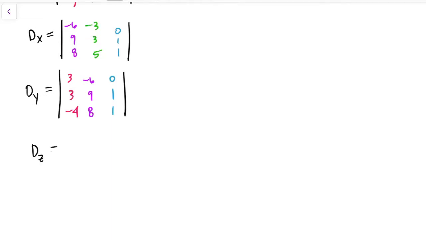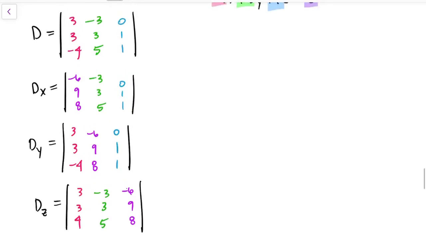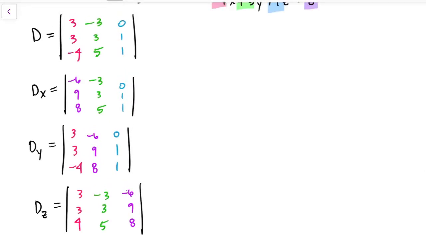Lastly, we'll find our dz matrix, where our first column stays 3, 3, 4. Our middle column goes back to our coefficients of y, -3, 3, and 5. And it is our third column, our coefficients of x, that get swapped out with -6, 9, and 8. Now, we calculate the determinants of all of these by using our graphing calculator.